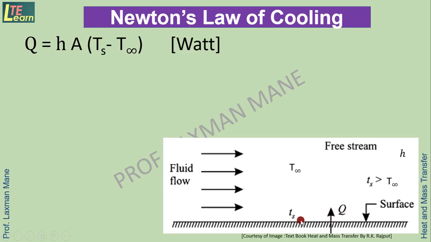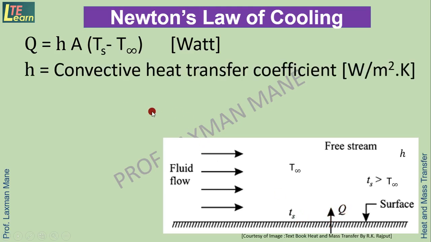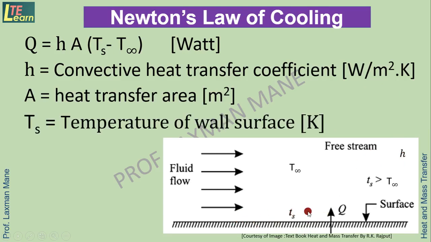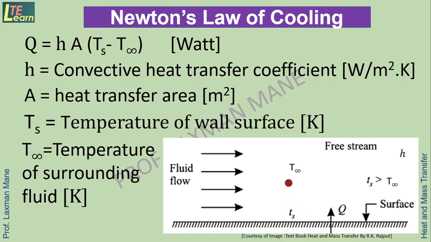Here h is the convective heat transfer coefficient, given in watt per meter square Kelvin. A is the heat transfer area in meter square. Ts is the temperature of the surface in Kelvin, and T∞ is the temperature of the surrounding fluid in Kelvin.